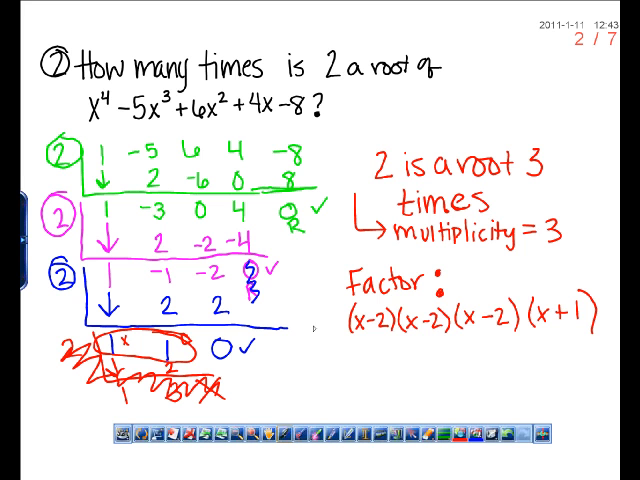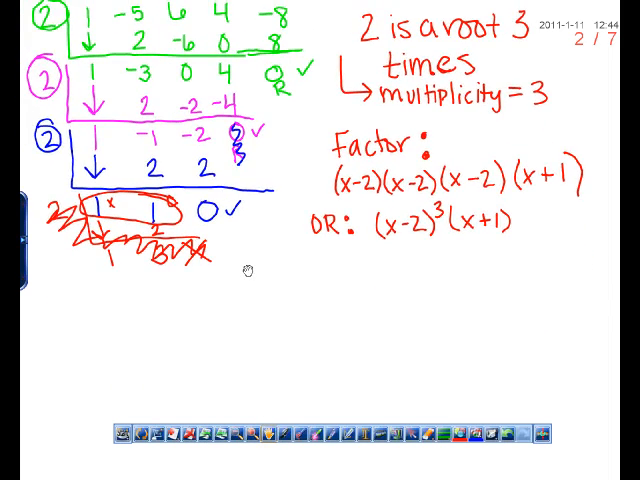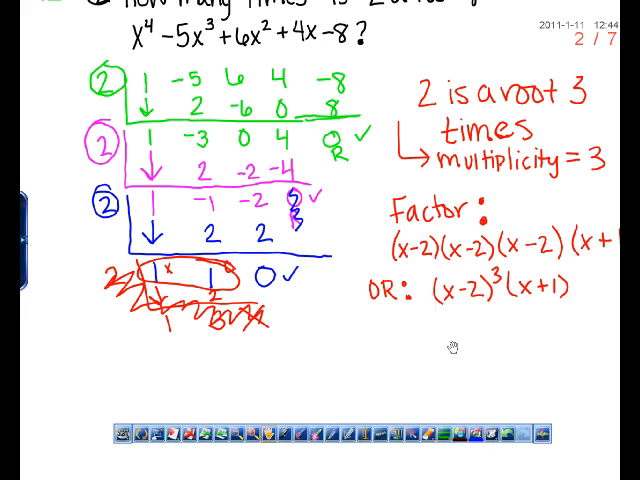What's another way you think of to write this? X minus 2 cubed times x plus 1. So this cubed matches the multiplicity. Okay? So I have a triple root, or a multiplicity of 3 root at 2, and then where's my other root? Negative 1. Where's my y-intercept? Negative 8. Good.